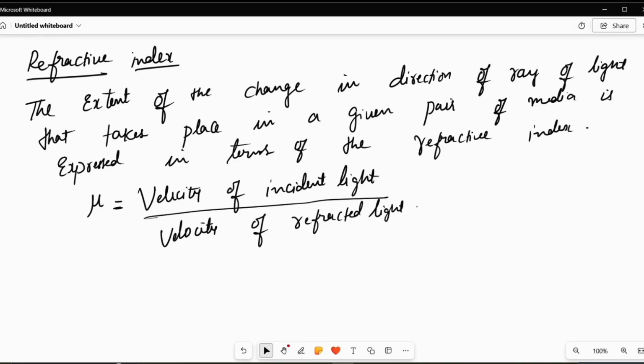Okay, mu is equal to velocity of incident light by velocity of refracted light. And this is also equal to sin I by sin R. So the mu value you can calculate by knowing the velocity of incident light and refracted light, or by the angles also. You will get the same value, however you calculate. And if that mu value is more, that indicates the bending of light is more.